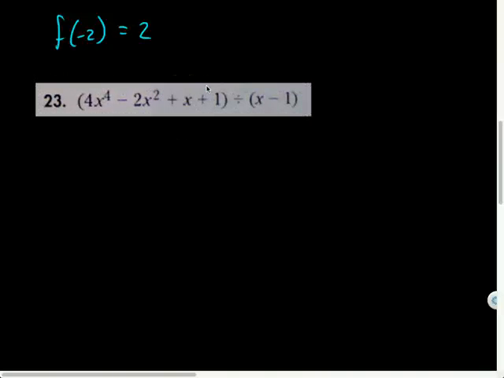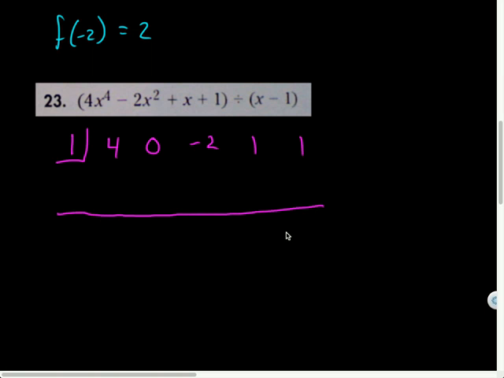So here's 23. We'll do the same setup. I'm going to cruise through this one a little quicker. So I've got 1, and let's see, I've got 4, 0, -2, 1, 1. Could someone explain to me why that 0 is there? What does that 0 represent? For which term? The x to the third term was missing, right? So we didn't know where x to the third was, so we had to represent it anyway, making sure that it was marked absent, right?